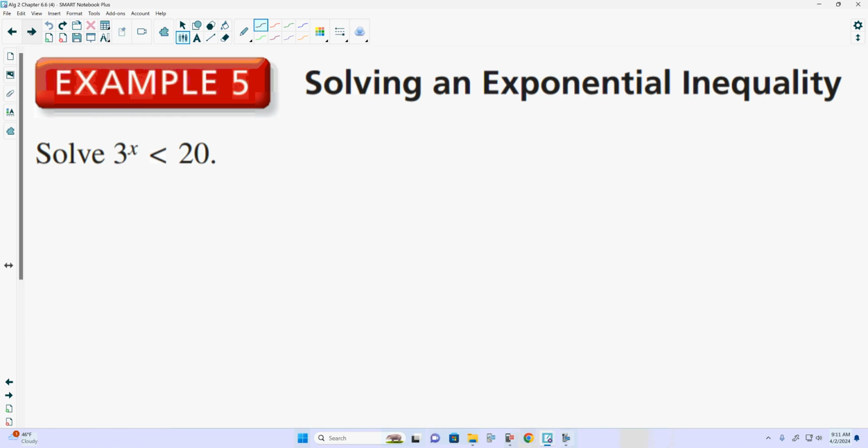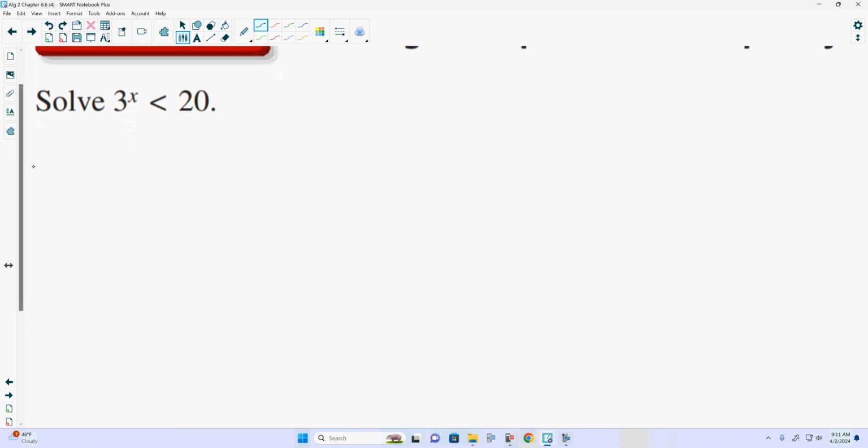All right, guys, let's focus in here. What we're doing today is solving exponential inequalities. Solving these exponential inequalities is no different than solving equations. So when we look at this first one here, we have 3 to the x is less than 20.